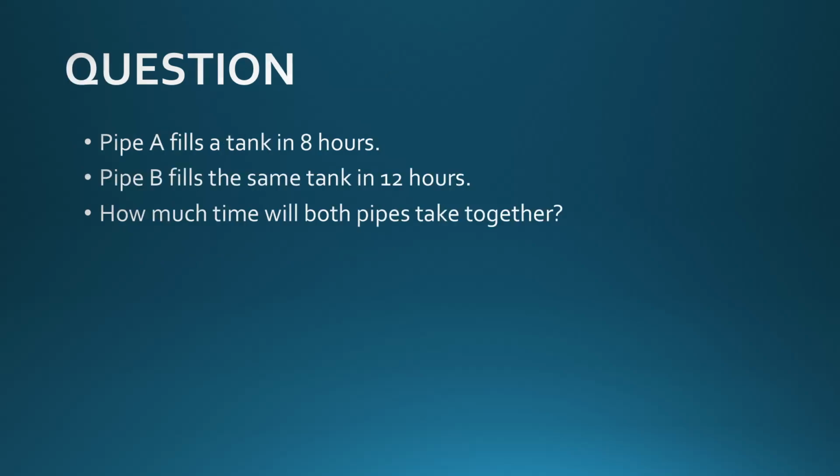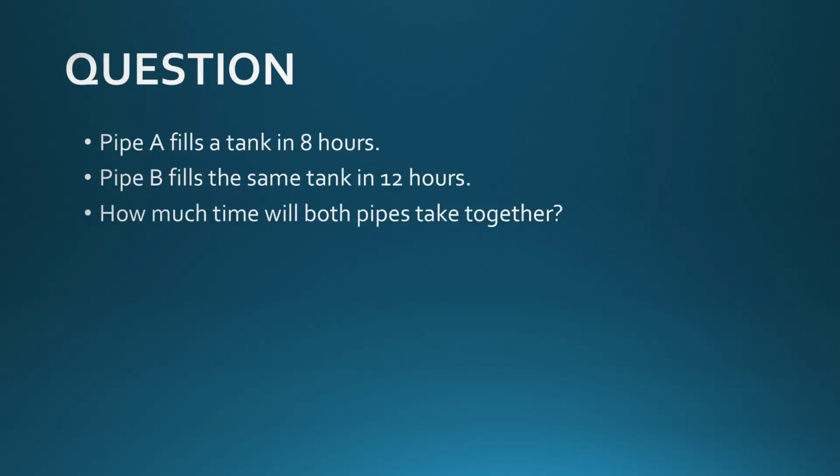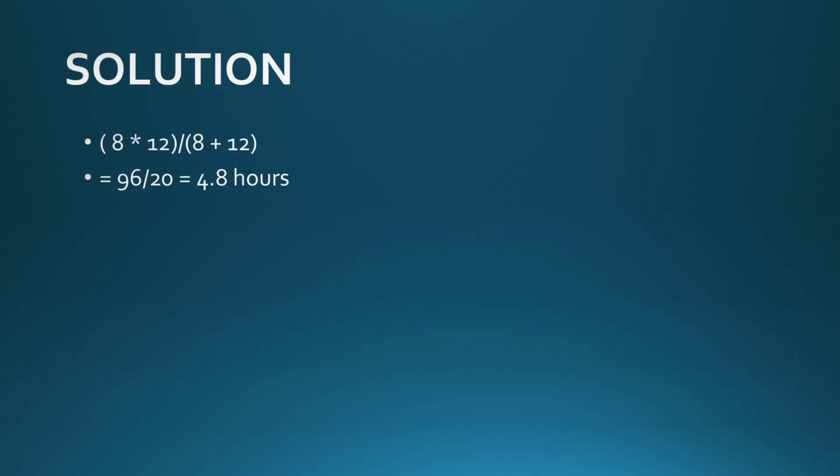Now let's look at a question. Pipe A fills a tank in 8 hours. Pipe B fills the same tank in 12 hours. How much time will both pipes take together? Again, it's similar to time and work. We'll use the same concept and same shortcut. X into Y divided by X plus Y. So 8 into 12 divided by 8 plus 12, which is 96 divided by 20 equal to 4.8 hours. So pipe A and B together will take 4.8 hours to fill the tank.